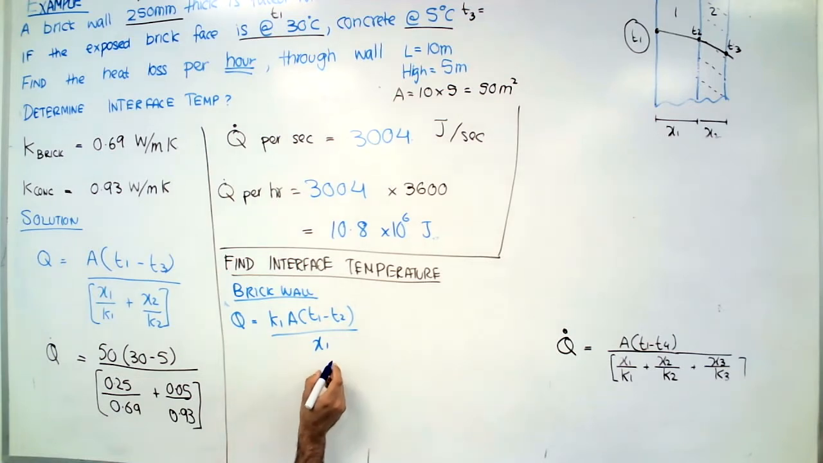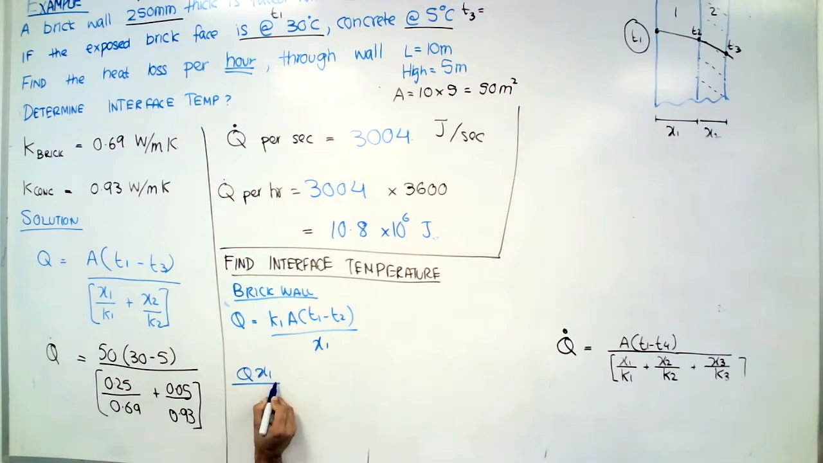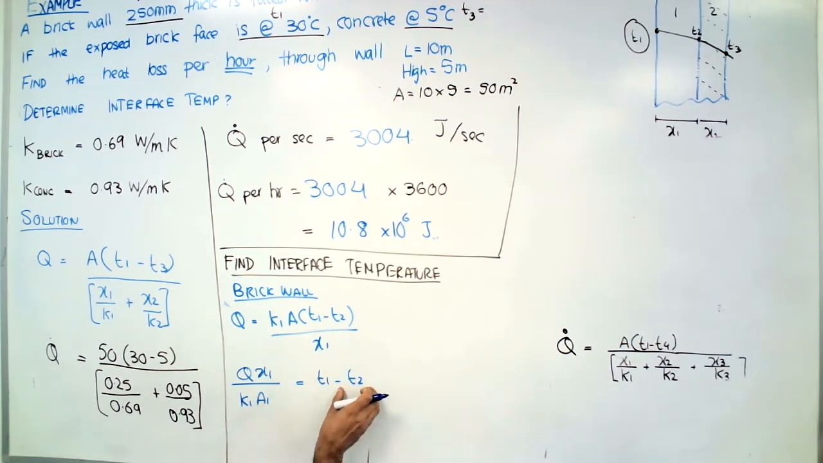So let's find the T. That will be Q X1 over K1 A1, equals T1 minus T2. I'm trying to find the T2, so I'll move the T2 here and that term there. So T2 will equal T1 minus Q X1 over K1 A1.